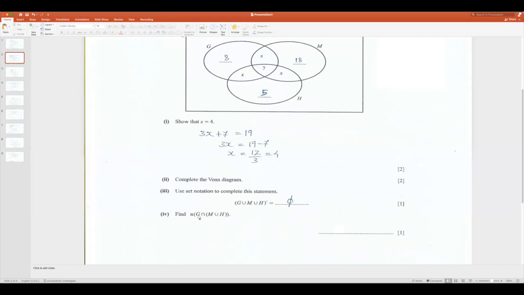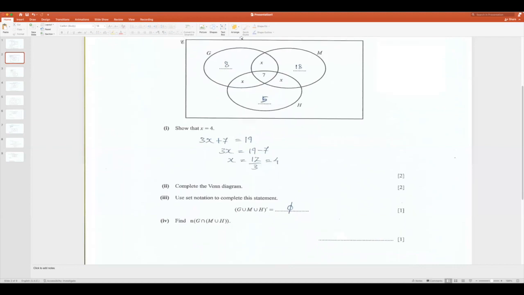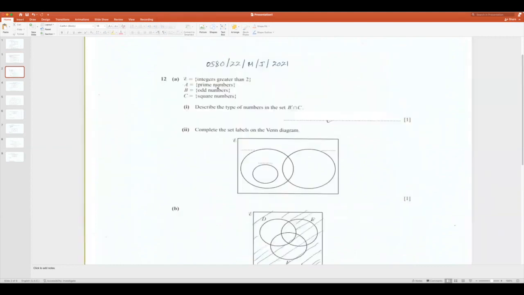Find n(G intersection (M union H)). M union H means these two. M union H intersection G, these three. The answer is these three. x is 4, 4 plus 4, 8 plus 7, 15. The answer is 15.